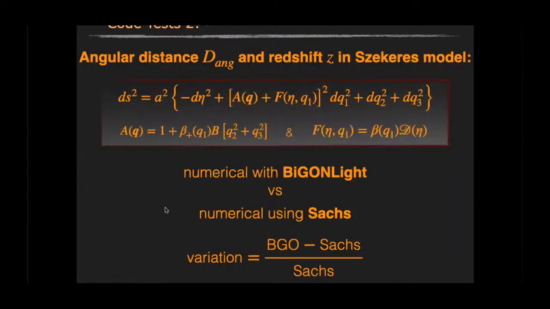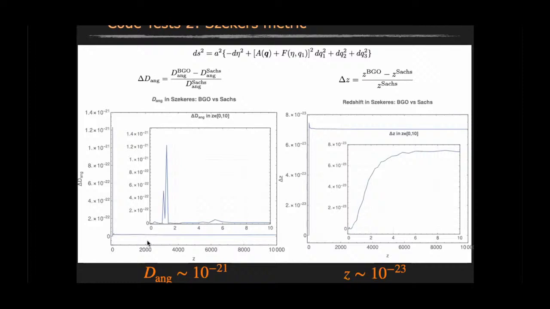A second code test was to calculate again the angular diameter distance and the redshift, but this time in the Szekeres model, in order to test the code also in a more complicated metric. For this test, we want to calculate the variation between the numerical calculation of the observables within the BGO formalism and the numerical calculation, but this time implementing the Sachs equations. As expected, we have a good agreement between the observables calculated with these two methods, confirming that the BGO formalism is completely equivalent to the Sachs formalism when we want to calculate such classical observables.